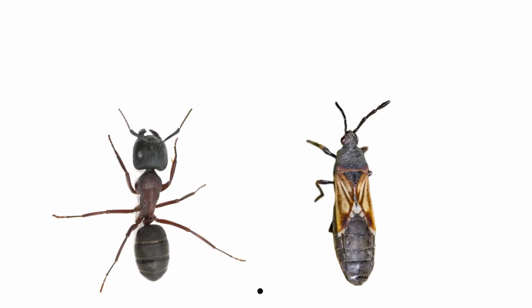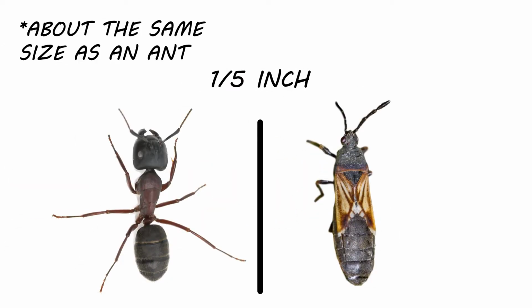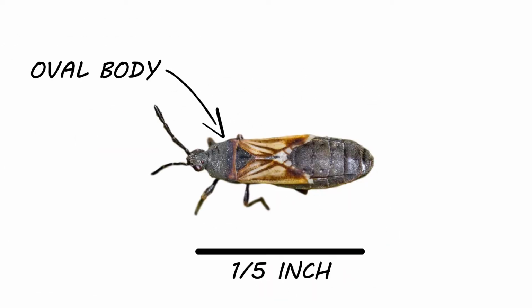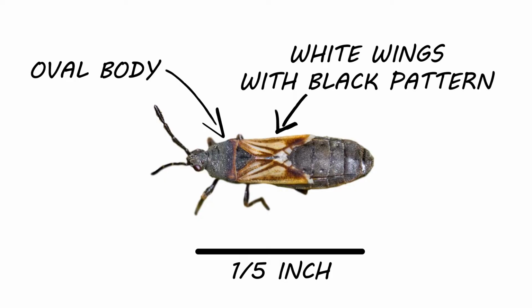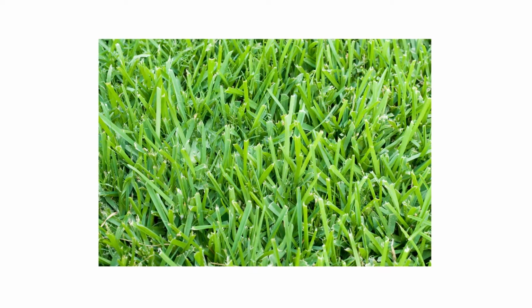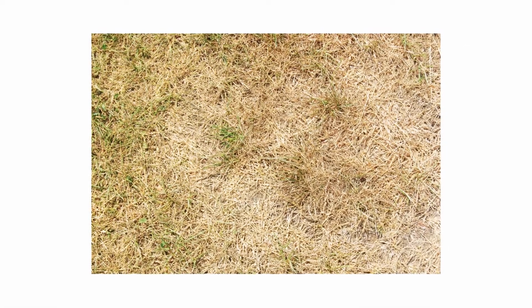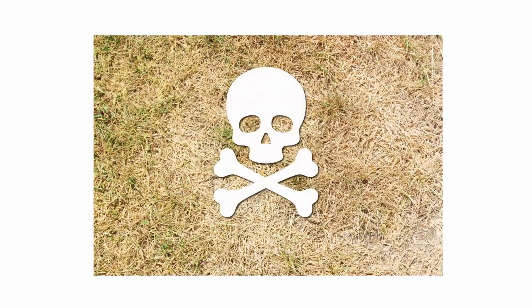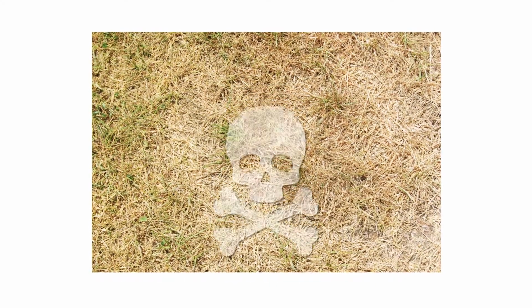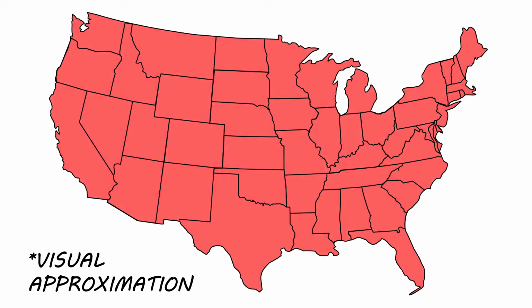Chinch bugs are small insects growing to be about 1/5 of an inch in length. They are oval-shaped and they have white overlapping wings with a distinctive black patterning. Chinch bugs can kill grass by targeting healthy grass blades, piercing them, and sucking the nutrients out. Not only does this rob nutrients from the grass, but this process also releases a poison that slowly kills the turf. Chinch bugs are common throughout the US.